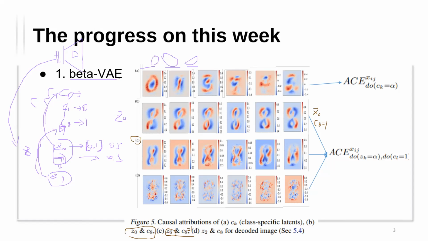So the goal of this work, or this experiment, is to show whether this approach, called the CAE, can find the causal relation of Z and C. That means which Z can control the shape of which C, right? So that's the point. Their experiment basically tries to explain the decoder of beta VAE.